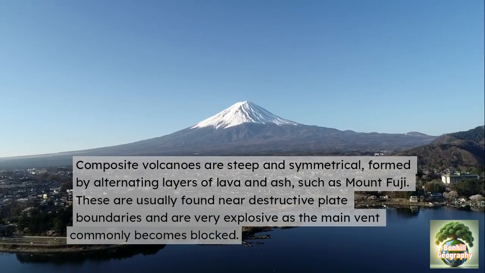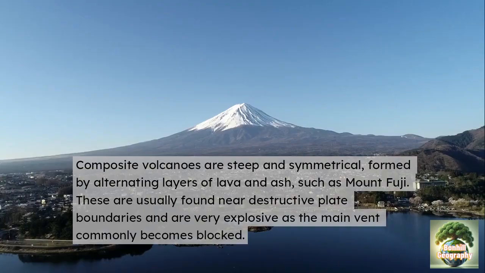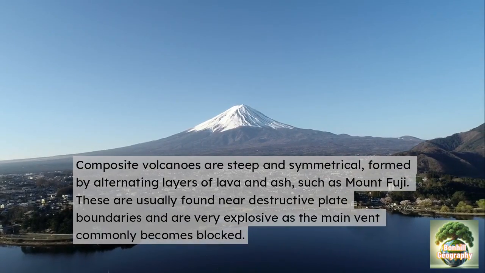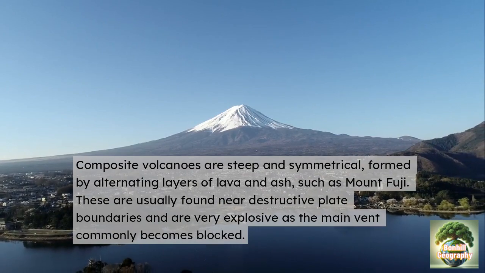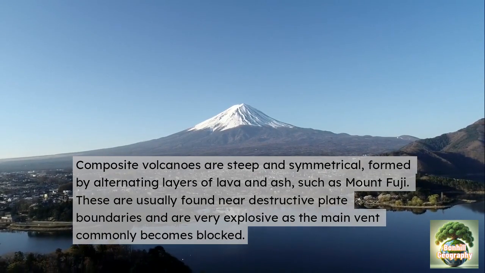Composite volcanoes are steep and symmetrical. These are formed by alternating layers of lava and ash, such as the one seen on Mount Fuji. These are usually found again near destructive plate boundaries and are very explosive because the main vent commonly becomes blocked. This can lead to dangerous hazards like pyroclastic flows.